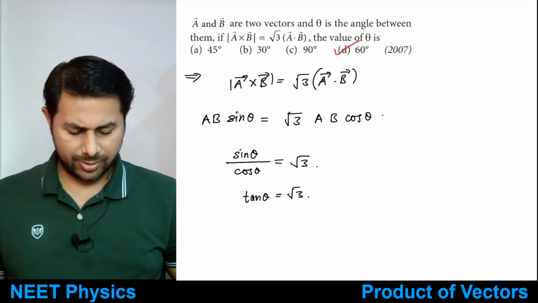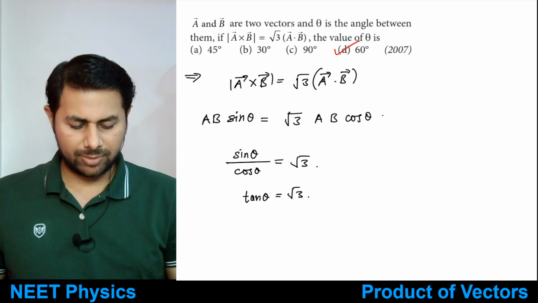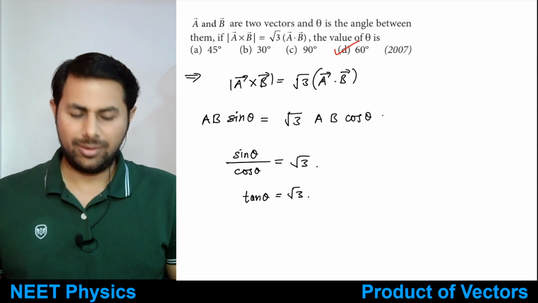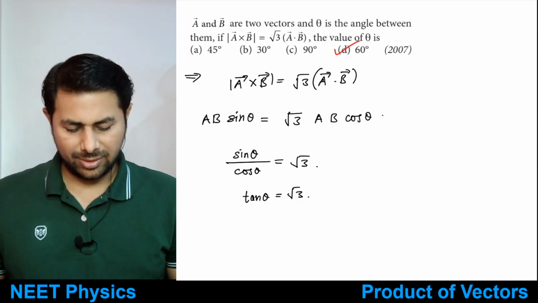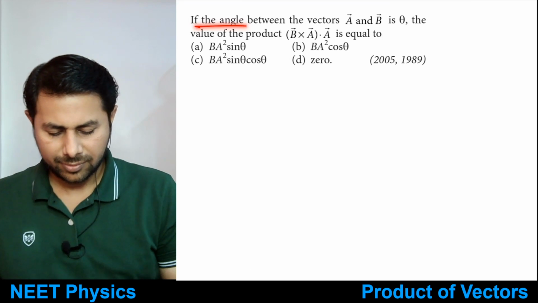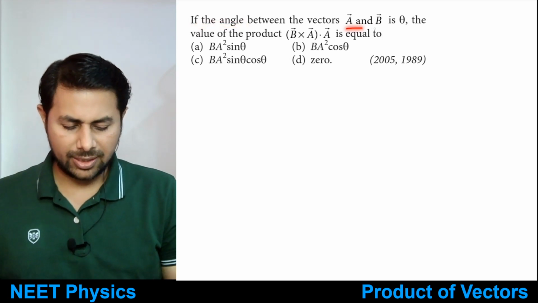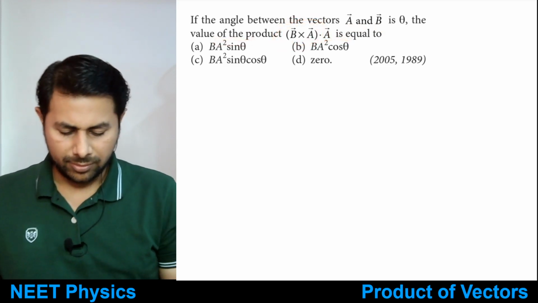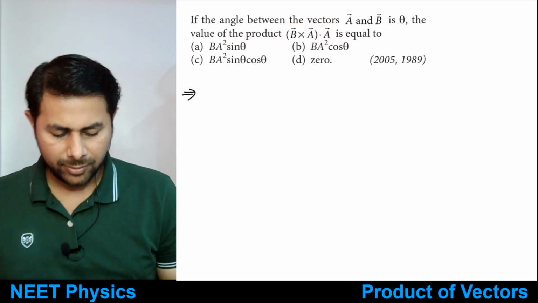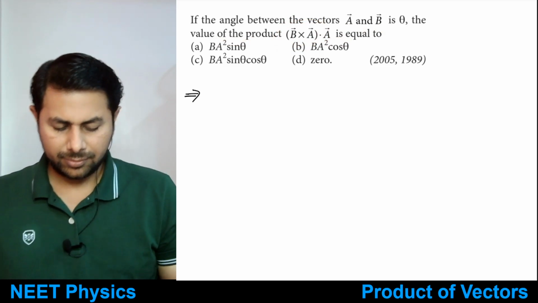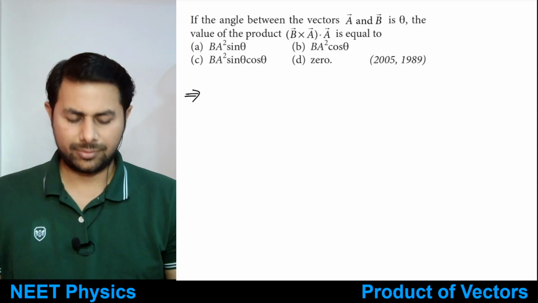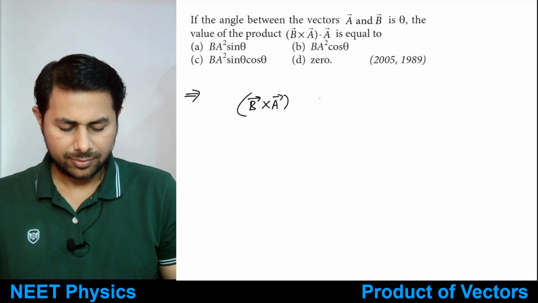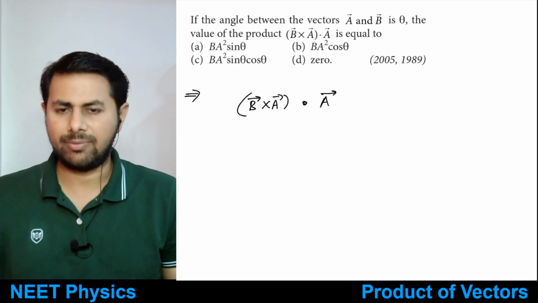Okay, good. So this is simple question. It is from NEET, or you can say AIPMT 2007. Okay, so very simple. Let's see next one. If angle between vectors a bar and b bar is theta, then the value of product, this thing is equal to, okay, tell me. You have b bar cross a bar, and then you take its dot product with a bar.